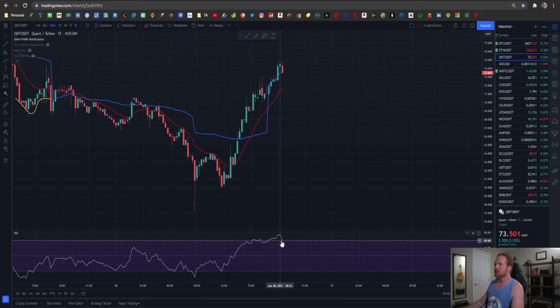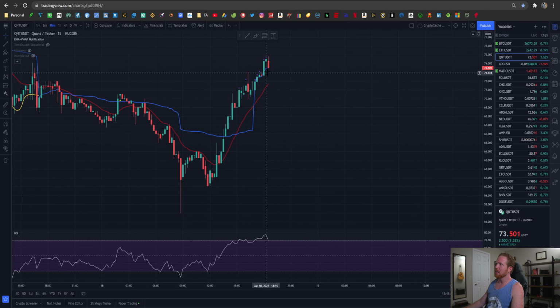Just keep in mind that the RSI is over 70. There's a good chance that the price could go sideways for a little bit and then increase again. So I would wait to see what the 1-hour chart tells you for the Ichimoku Cloud.